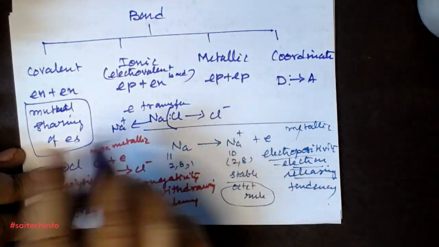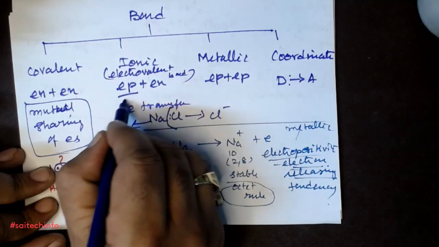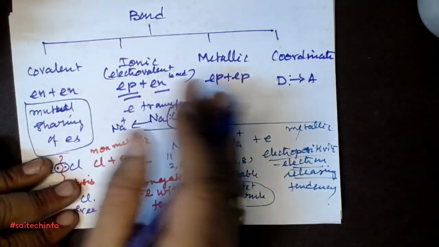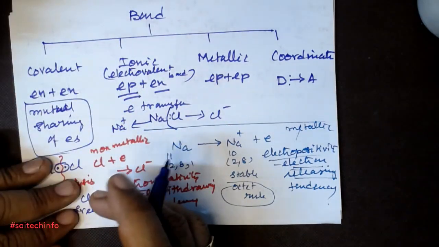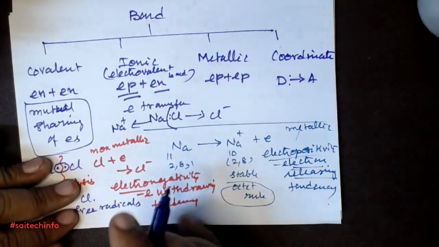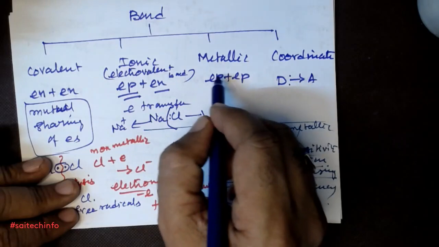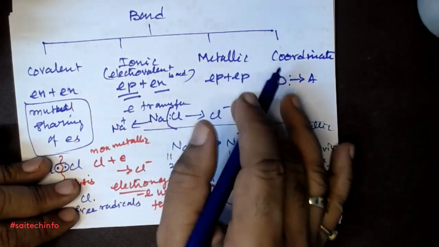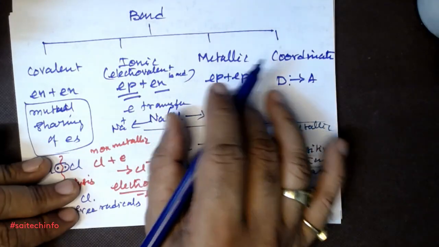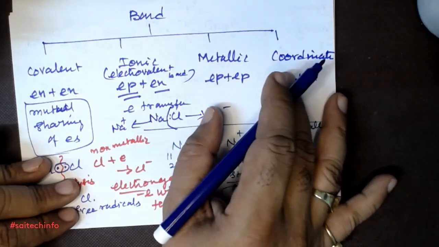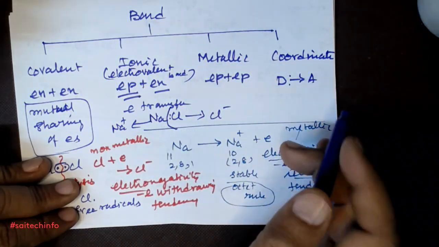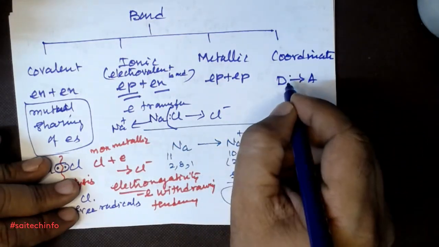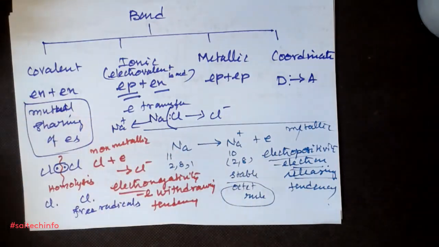Okay, so here one is electropositive, another is electronegative. So they combine and there is an electron transfer during the cleavage. So here heterolysis takes place. Whereas in the case of metallic bonds, both of them have electron-releasing tendency. So electropositivity plus electropositivity leads to a metallic bond. And what about the coordinate bond? A pair of electrons is donated. Okay.